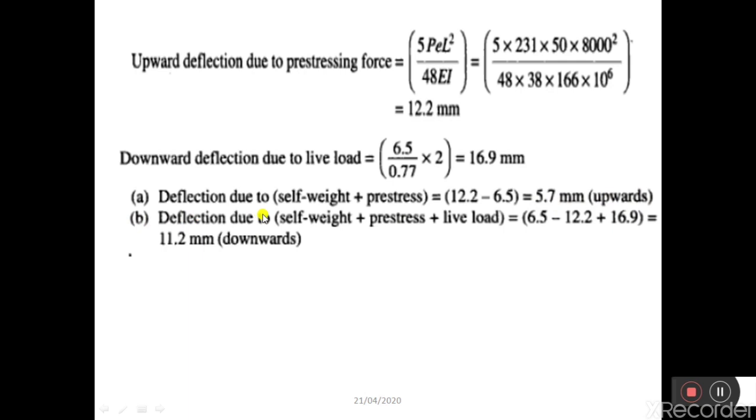The second case is deflection due to self weight plus pre-stress plus live load. Deflection due to self weight is 6.5 mm, deflection due to pre-stress is 12.2 upward, which is considered negative because it is due to compression, plus 16.9, the deflection due to live load. Due to live load, the deflection will be in downward direction, that is sagging deflection, hence it is plus. Therefore total deflection is equal to plus 11.2 mm. That plus sign indicates the deflection is in downward direction.